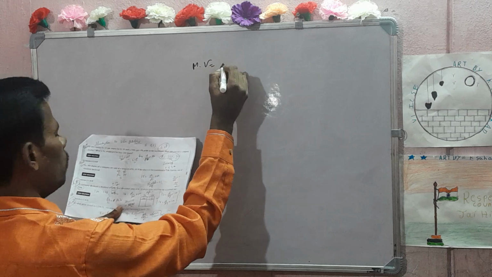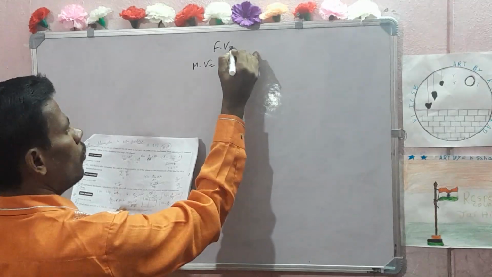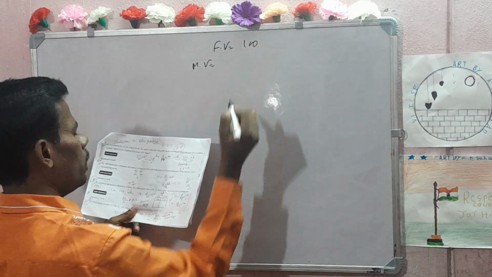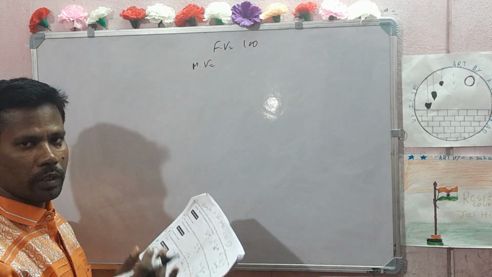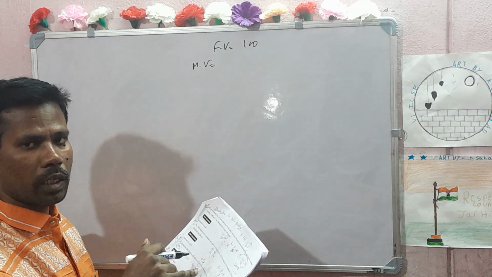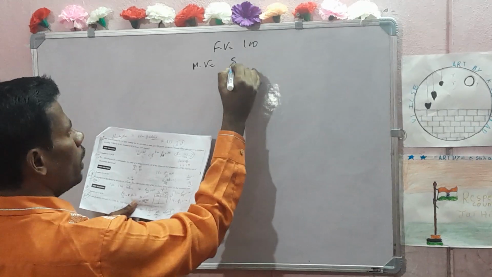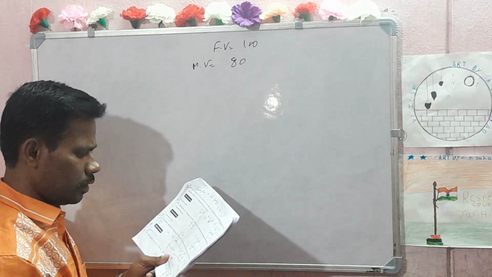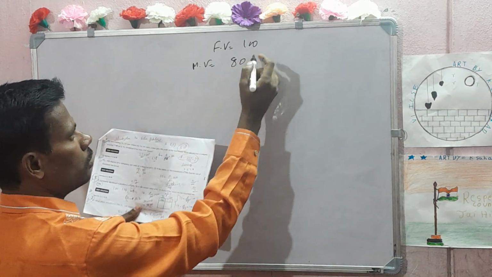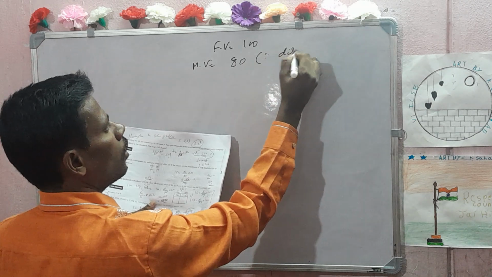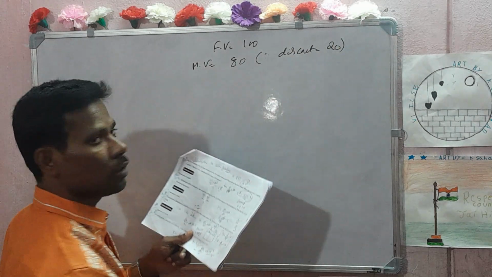So market value is nothing but, face value is 100, and the market value is what the discount gives. If they give a discount, that means the market value is less than the face value. So market value is 80, right? So market value is 80. Why? Because the discount is equal to 20.